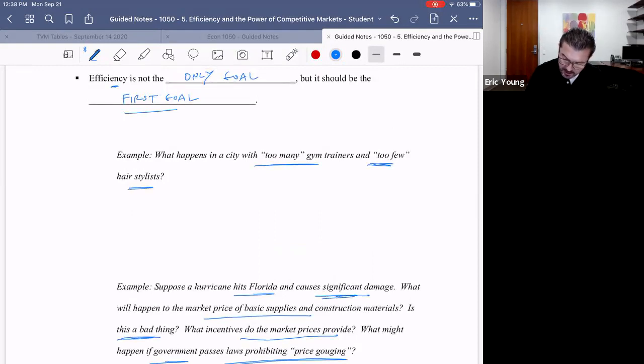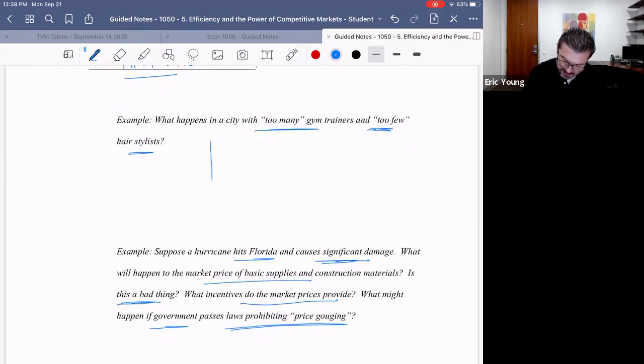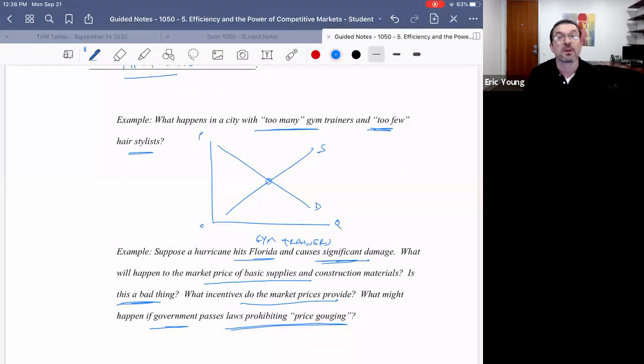So up here, suppose that we have a city with too many gym trainers. Just too many. Well, let's do a little supply and demand analysis. So suppose that we have a market for gym trainers. We have P, Q, and 0. And let's suppose that we have an initial equilibrium where the supply and demand for gym trainers is at equilibrium, and suppose that these meatheads can make $15 an hour. And we're going to have an equilibrium quantity as well.